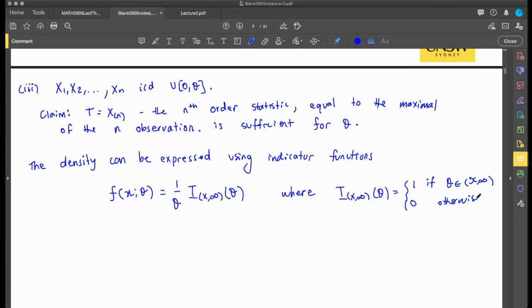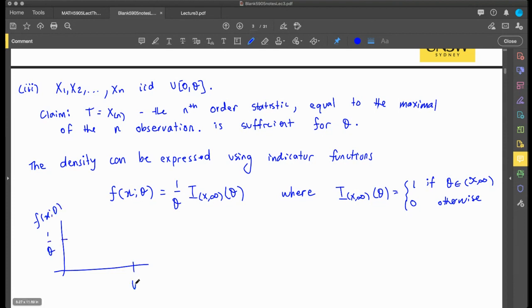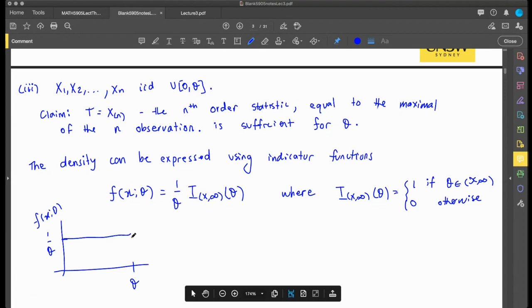Okay. So it says if this guy here is in this set, then take the value 1, otherwise just take the value 0. I guess we can draw this density. I've done it before. If this is f of x given theta, well, this has to be 1 on theta. Theta will be some parameter here, takes this value, and otherwise it takes the value 0.